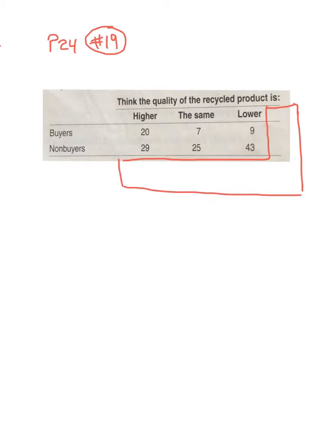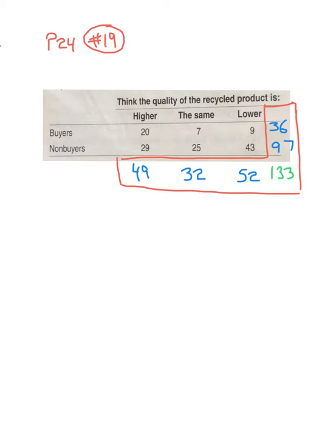So what I'm going to do is add up all this stuff. Let me do that right now. So there we go. The total of all the people who thought the quality was higher, 49, and so forth and so on. All the buyers, 36, non-buyers, 97. Now, this horizontal area and this vertical area, they should add up to the same number, right? Okay, so that's important. And that total is 133 people total.